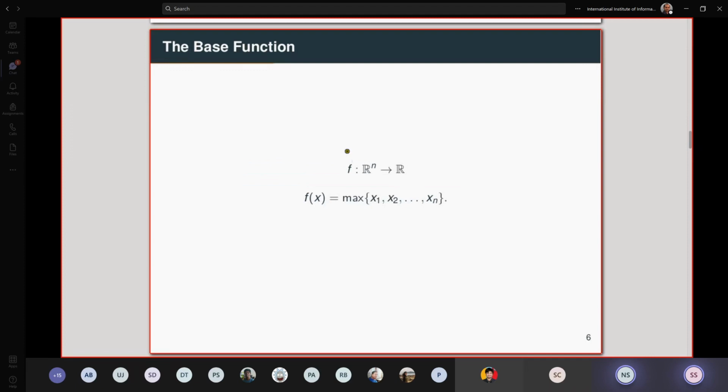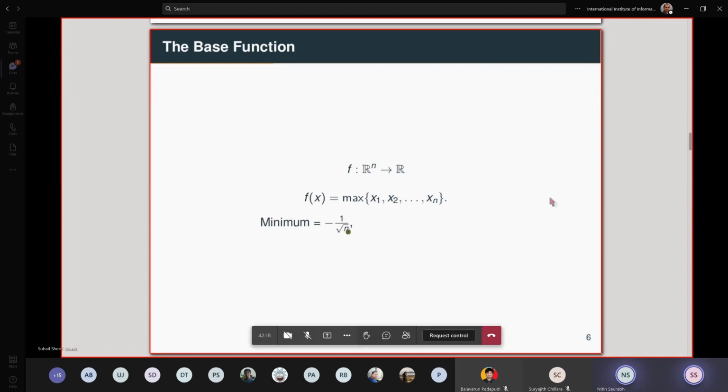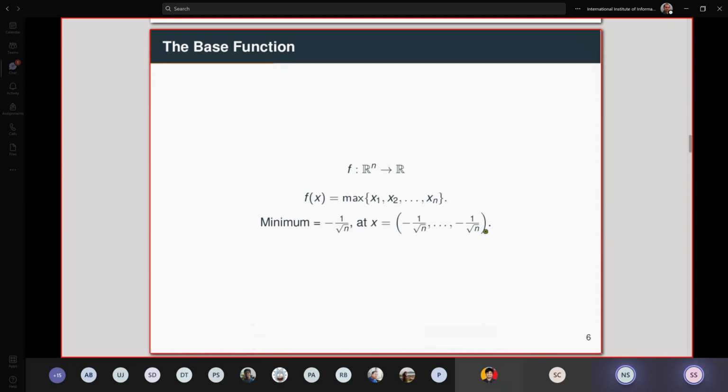So let's take a simple function to start with. Our function takes in an n-dimensional tuple, and it just returns the maximum value in any of these dimensions. This should be easy to analyze, so let's do that. In the unit ball, the minimum value that this will take should be -1 by square root n, and it'll take this value at the point which is all -1 by square root n. If you try to make the minimum any smaller than this, then x will no longer lie within the unit ball.